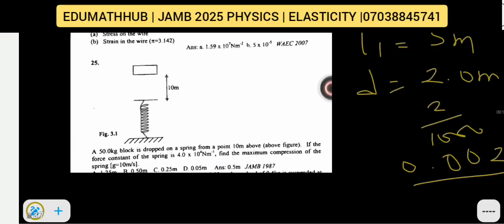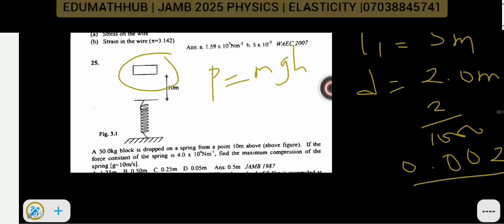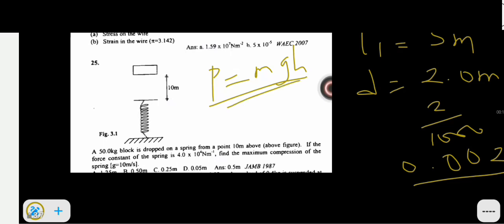Maximum compression means you have to find the extension. So you just look at this diagram here. If this block is dropped from a particular height, you know the block was stationary at first, so it will have a potential energy, P. Potential energy is mgh. When that block lands on this spring, it will compress the spring and make it shorter. But the energy that is going to be used to compress it will be equal to this here. And that same energy will be transferred to the spring, which will give you the energy of half ke squared.